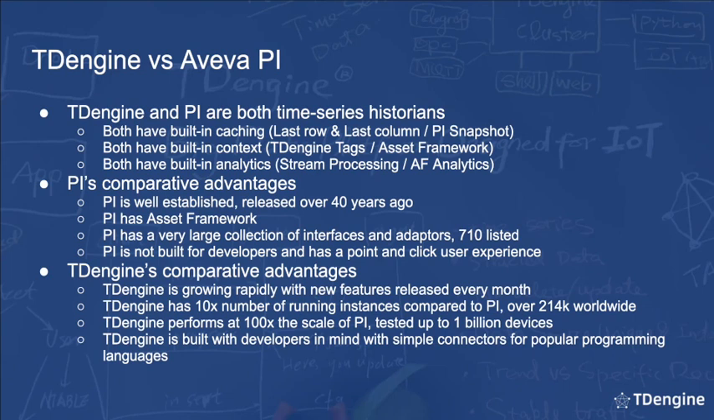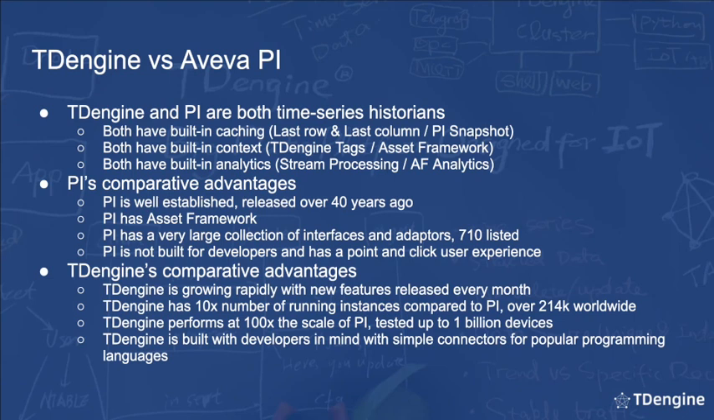In contrast, TDengine has some comparative advantages over PI. TDengine is a company and a product that is growing very rapidly. We have a very fast development and release cycle, releasing major features every month. In comparison, the PI solution is well established, but they haven't really updated it since 2019. So it's a little bit more stagnant.